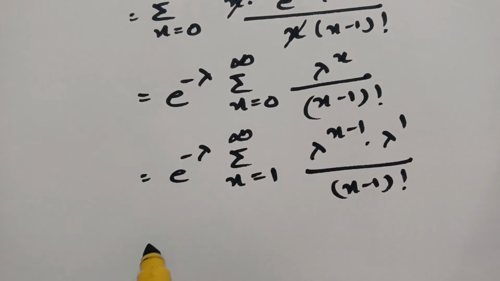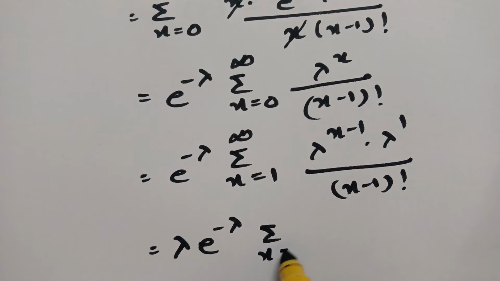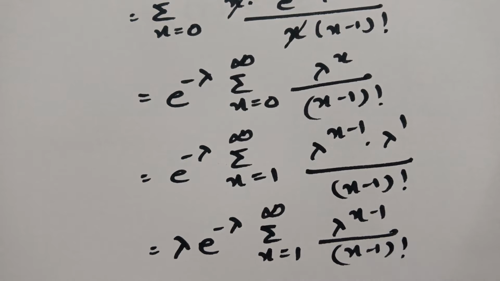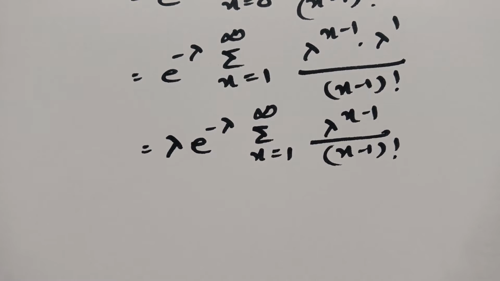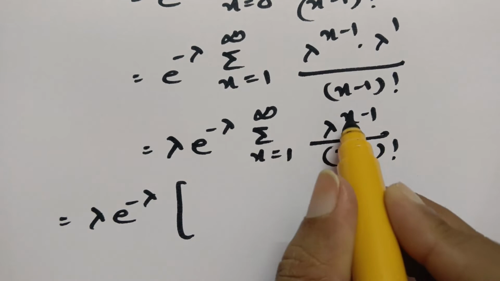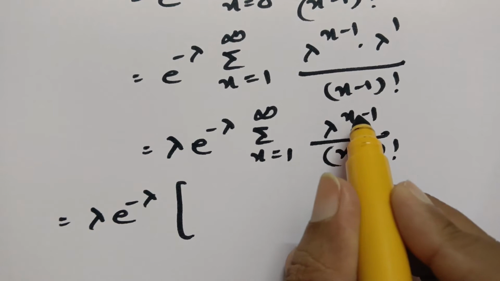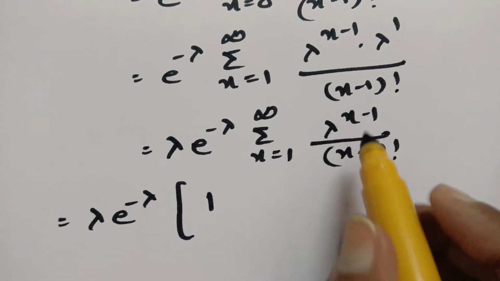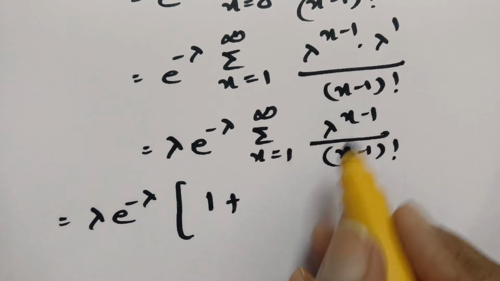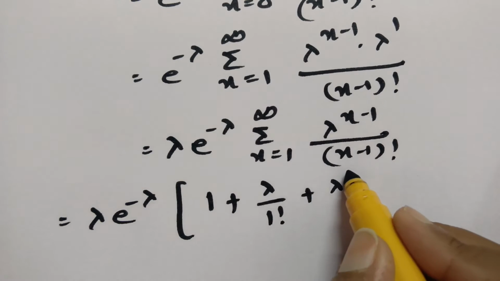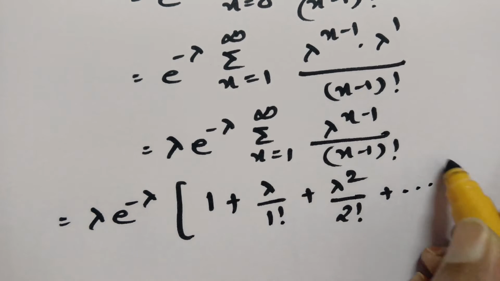Now lambda is also a constant. I'm bringing it outside, that is lambda into e power minus lambda, sigma x from 1 to infinity lambda power x minus 1 by x minus 1 factorial. Now I'm going to expand this. If I keep x equal to 1, 1 minus 1 is 0, anything to the power of 0 is 1, and 0 factorial is again 1. So this is 1 plus. If I keep x equal to 2, this will be lambda by 1 factorial. And if I keep 3, this will be lambda square by 2 factorial plus and so on.